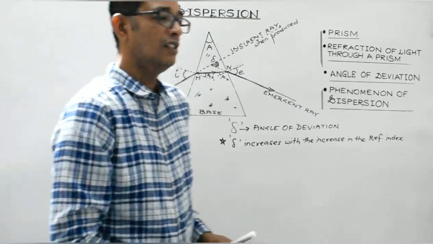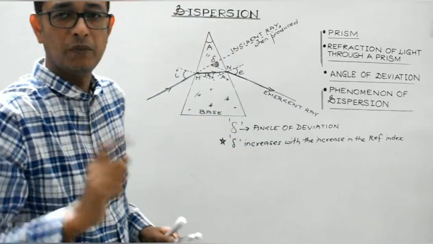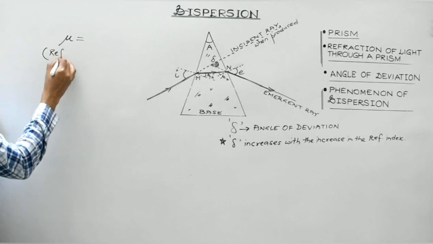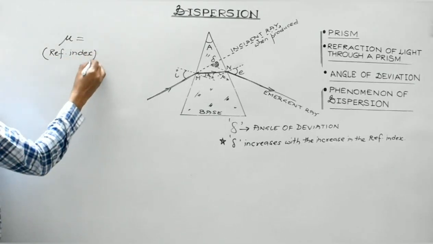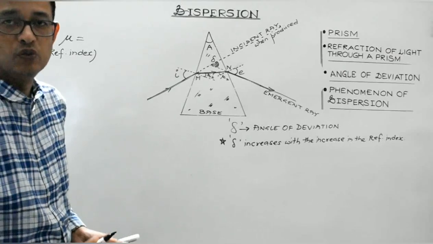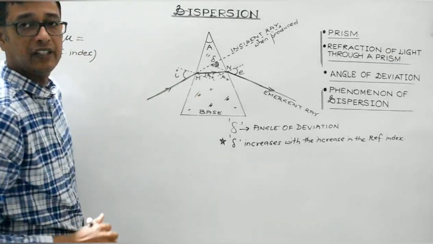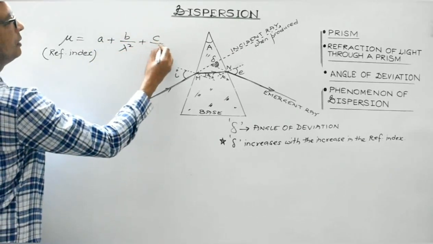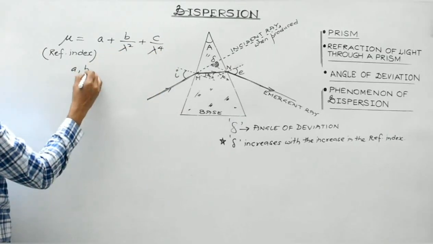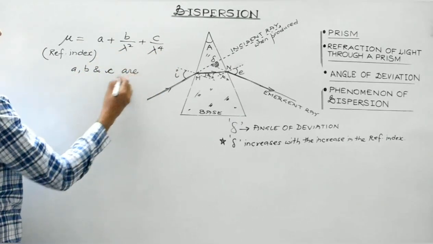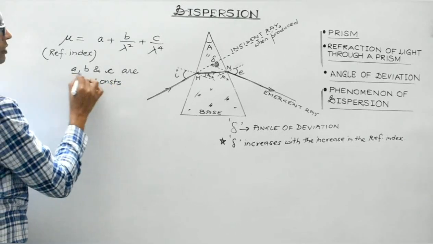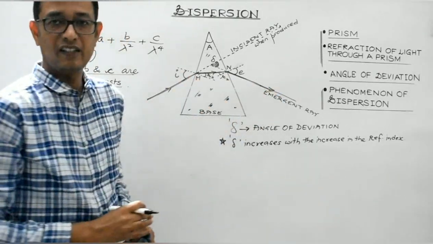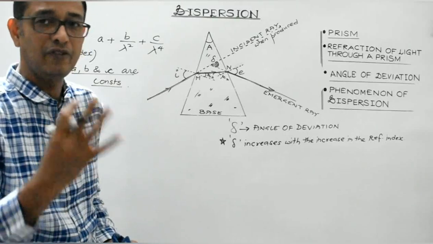We'll consider a case of a particular wavelength. And students, if you remember, we have discussed that the refractive index, which I have denoted by mu, depends upon the wavelength. It is A plus B by lambda square plus C by lambda to the power 4. A, B and C are constants. So basically, this is considered a monochromatic light, right? Monochromatic means having a single wavelength.